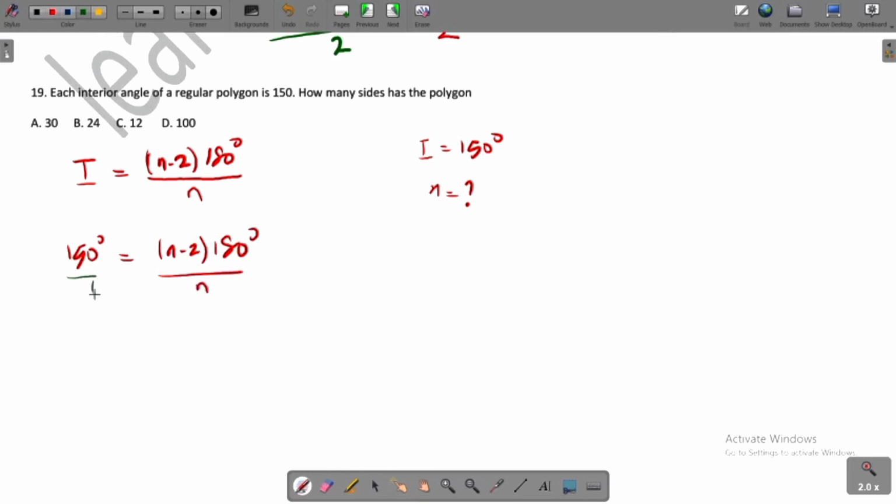So assuming we have one here also, cross multiply. You have 150 N degree equal, so you can just open this directly. 180 N minus this and this two. Open it. 180 times 2 is equal to 360 degree.